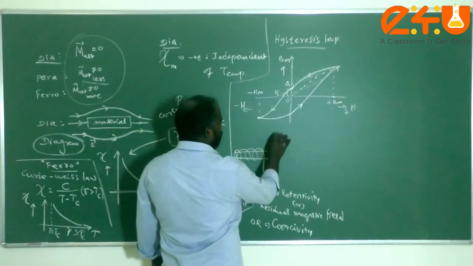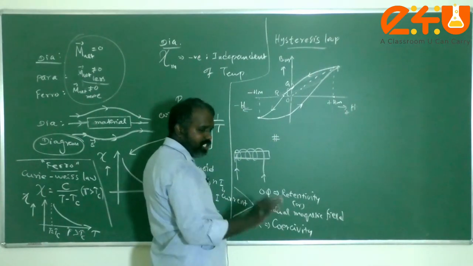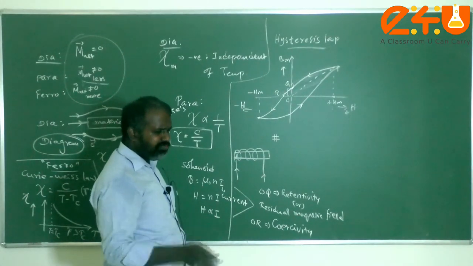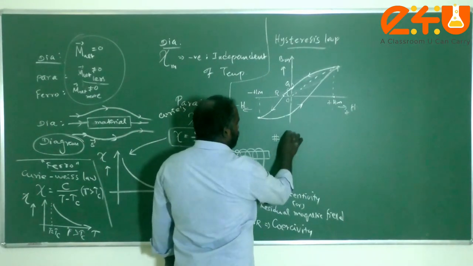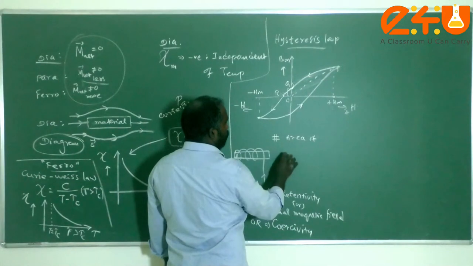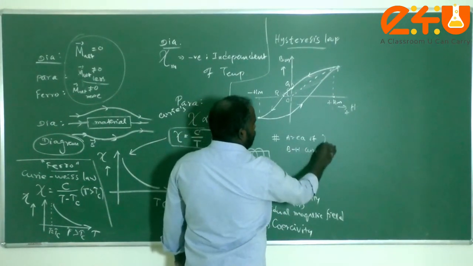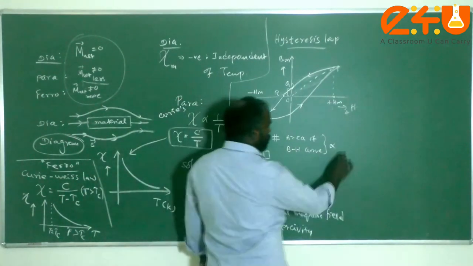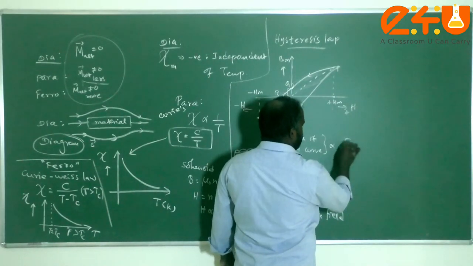Another important thing we can learn from this, or what information we can get, is very similar to our hysteresis curve in properties of solids. Here it says the area of the hysteresis loop, that means the BH graph or curve, is directly proportional to energy loss. Directly proportional to what, children? Energy loss. So yes, energy loss.